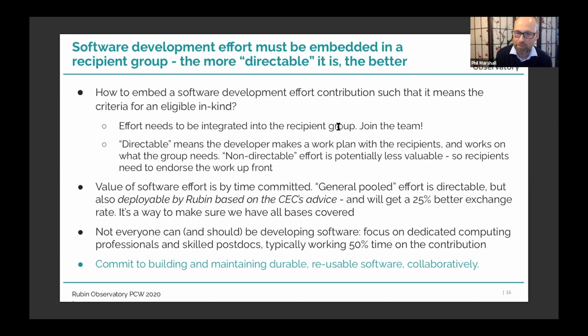All right, this should be clear to everybody, but not everyone can and should be developing software. We think you should focus on dedicated contributions by computing professionals and skilled postdocs, data scientists and so on. And in order for their contributions to be high value, you need someone focusing at least half time in order to be really productive in most cases. So the handbook explains that typically we're looking for 0.5 FTE contributions from software developers. You'll also see in the handbook that we're asking for your teams to commit to building and maintaining durable, reusable software and doing it in a collaborative way. And that makes sense because of this need to embed these contributions for the benefit of the US science community.